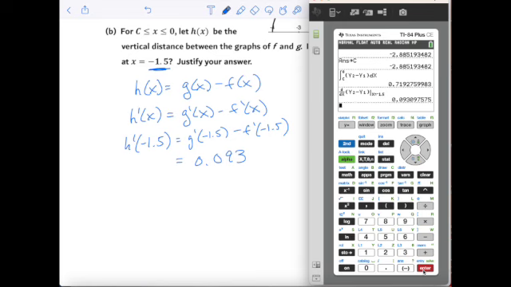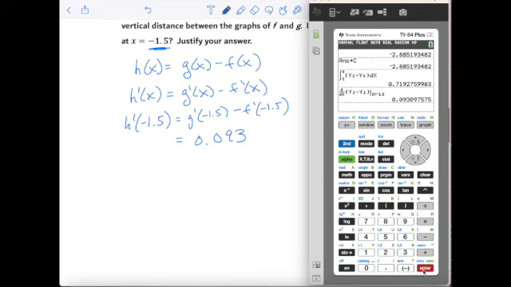And make sure to actually answer the question. So it's asking if that distance is increasing or decreasing, and to justify. So I would say the distance h is increasing.